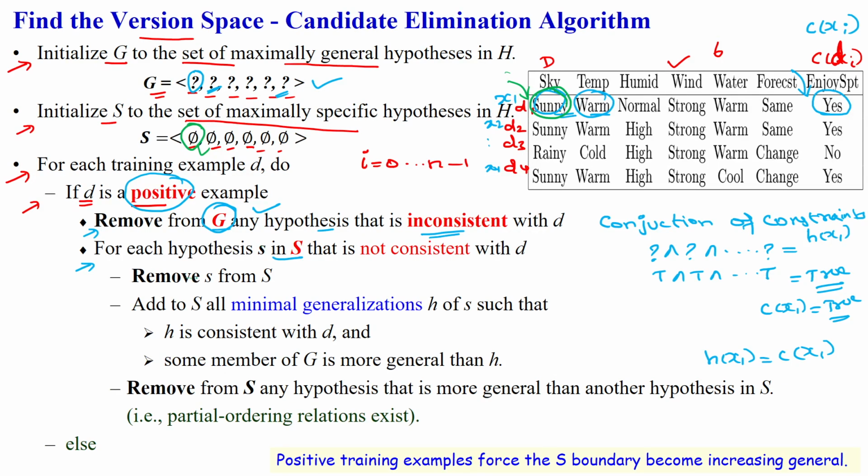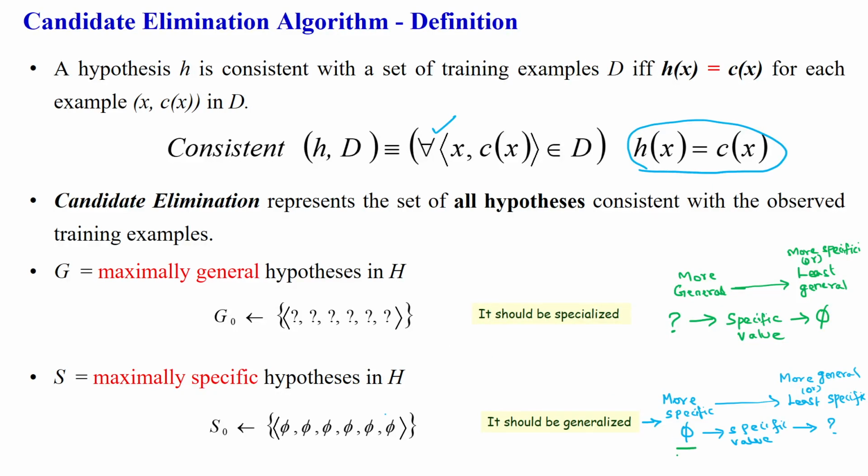So here we have to remove the constraints that do not match the yes example from the specific hypothesis. So what is the rule here? The null has to be replaced by the specific value. And if there are specific values, those should be replaced by the question symbol for the specific hypothesis.